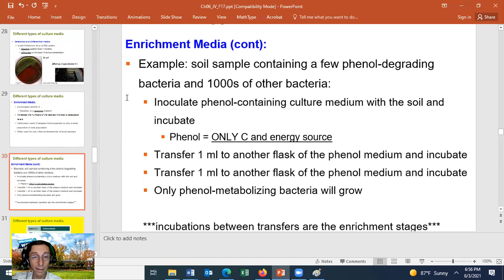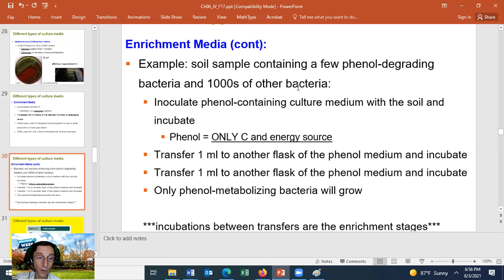For example, let's say we're interested in the soil organism that degrades phenol. And there's thousands of other bacteria in the soil. So to streak it out on a plate, you might get 10 colonies. If only 1 in 1,000 is going to be the organism of interest, you're not going to be able to find it. You would need to streak out 1,000 colonies just to get 1. Everyone see that?